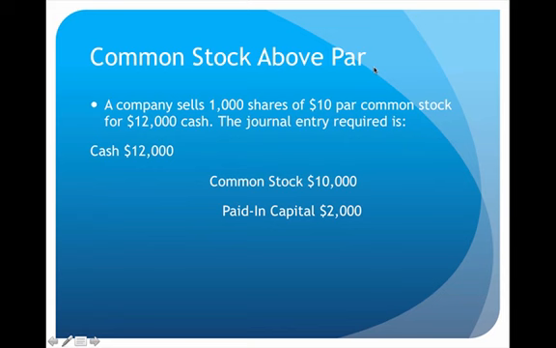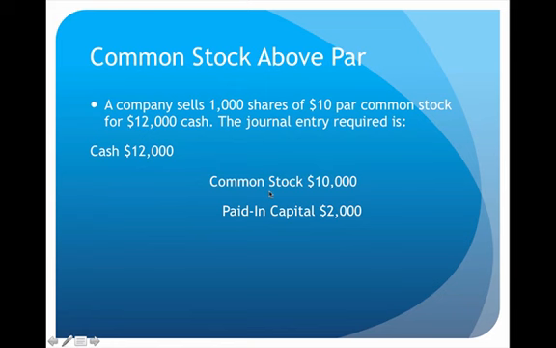Now this next example is a little bit different. Some of the situation is similar, but some of it is a little different. This time a company is selling 1,000 shares. Again, it is $10 par value common stock, but this time they're selling it for $12,000 cash. So evidently, they were able to sell it for a little bit more than the par value. So when we do the journal entry, things are not going to work out quite so easy. First of all, I'm going to have to debit cash for $12,000 because that's actually the amount of money that they're paying. But notice this, when I credit common stock, I'm still only crediting common stock for $10,000.